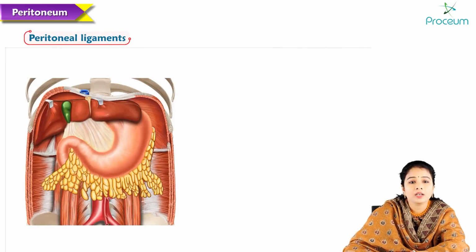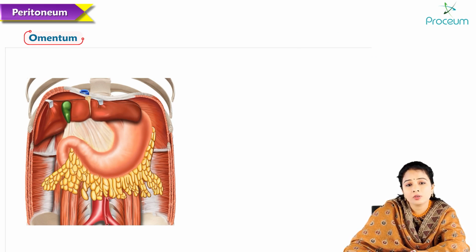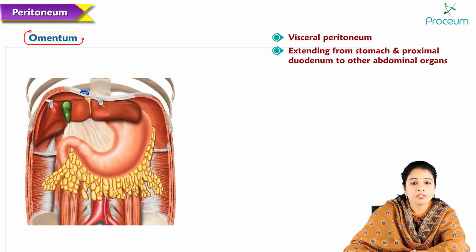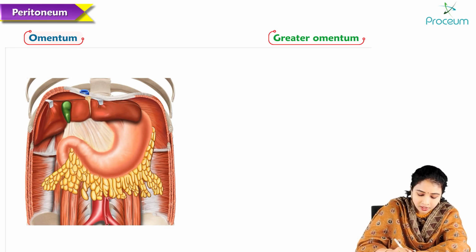Peritoneal ligaments are the mesenteric folds that connect the organs to each other or to the posterior abdominal wall. Omentum. The omentum is the visceral peritoneum extending from the stomach and the proximal duodenum to the other abdominal organs. So we shall start with the greater omentum, which is along the greater curvature of the stomach.